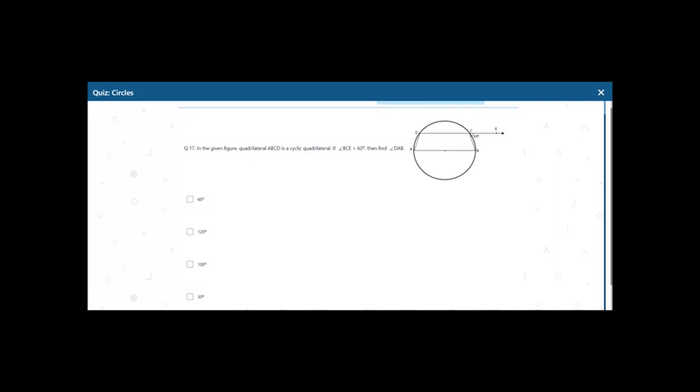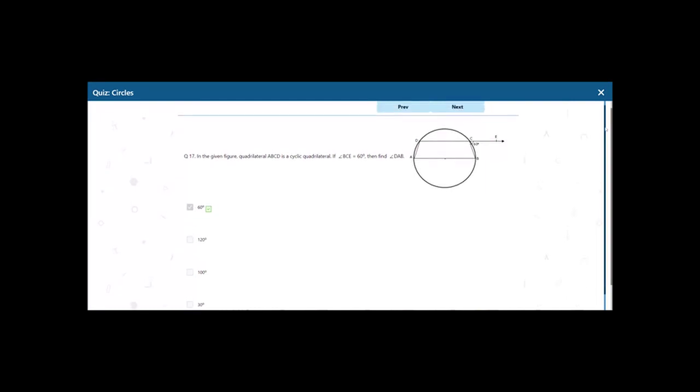BCE is 60. How much, Sachin? DAB. How much is DCB? 120, ma'am. DAB? 60, ma'am. Option A, ma'am. Correct. That's correct.